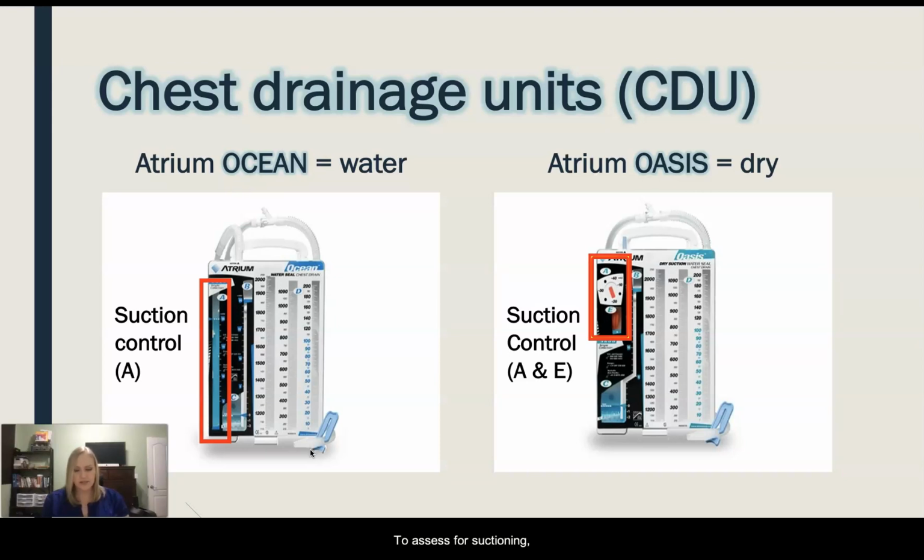To assess for suctioning, when looking at the Ocean drainage unit, you will notice gentle bubbling from the suction control chamber. For the Oasis suction control, when the orange bellows are expanded, as labeled as E, this is your indication that the suction is present.